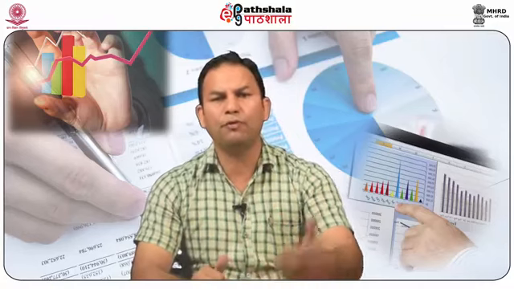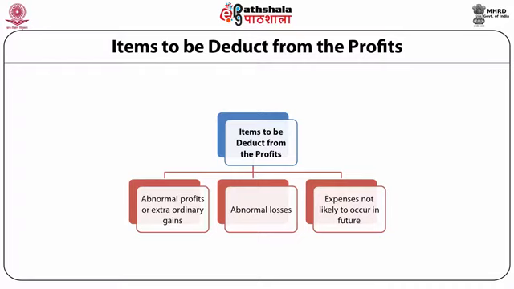For example, provision for doubtful debts, additional depreciation, etc. This figure shows the items to be deducted from profit. Abnormal profits or extraordinary gains should be deducted from profit. Further, expenses likely to occur in future should also be deducted from profit while calculating profit for the purpose of valuation of goodwill. These abnormal profits or extraordinary gains arise due to abnormal reasons, not due to the normal course of business. That's why these are deducted from the profit.